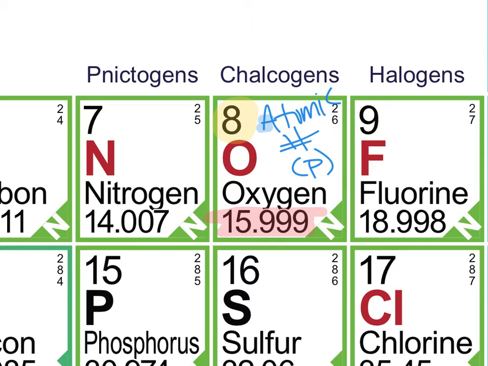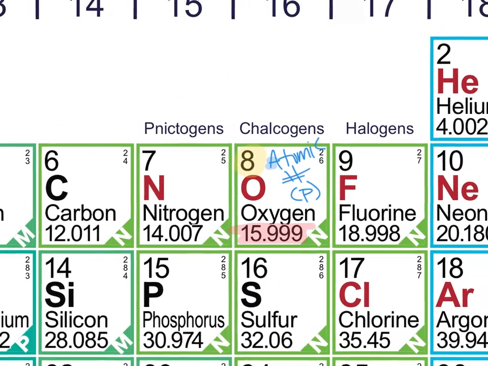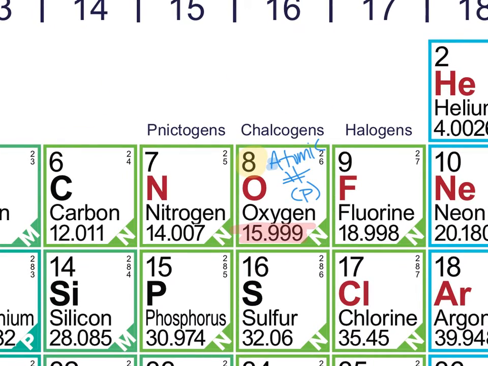A number called the mass number. Mass number you can actually get from looking at the periodic table. Mass number, if you remember from class, is protons plus neutrons, pretty much anything that's in the nucleus. Protons are in the nucleus and neutrons are in the nucleus.